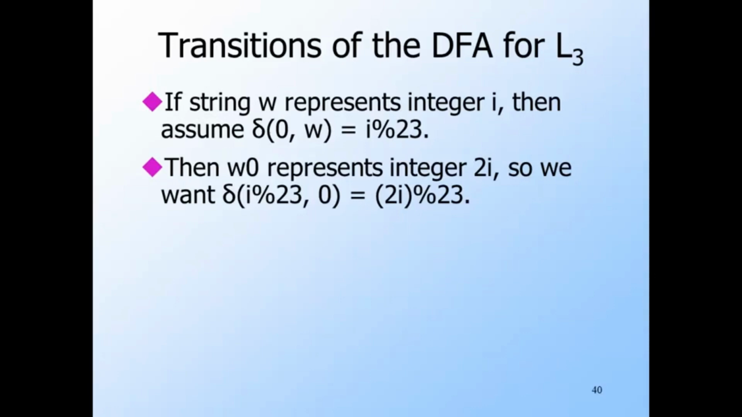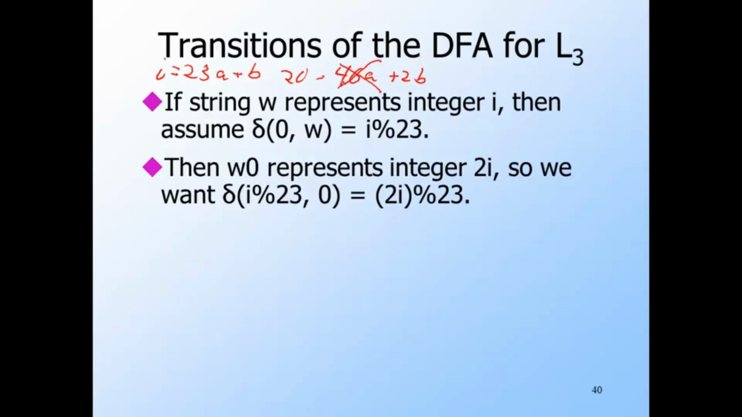To see why this works, we know that i equals 23a plus b, for some integer a and for some integer b in the range 0 to 22. That is, b equals i mod 23. Then 2i is 46a plus 2b. Since 46 is divisible by 23, 2i mod 23 is just 2b mod 23. That is, when we divide by 23, we can just get rid of the 46a. We know it will leave a remainder of 0.